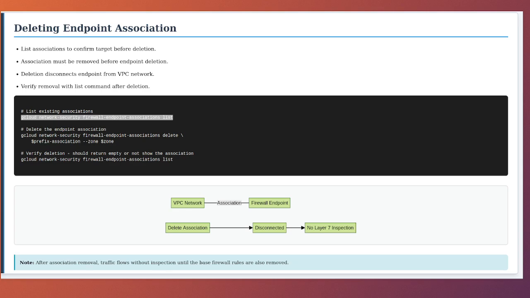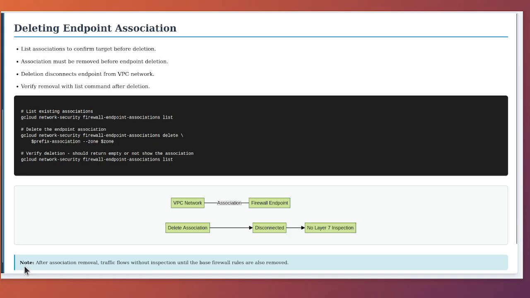When you run this command, you will be prompted to confirm the deletion. Type Y and press Enter to proceed. The deletion typically completes within a few minutes as Google Cloud removes the routing configuration that directed traffic to the endpoint. After the delete command finishes, run the list command again to verify the association no longer appears.